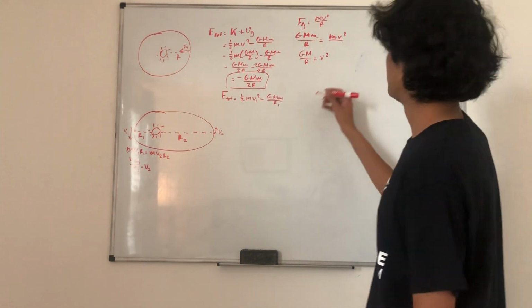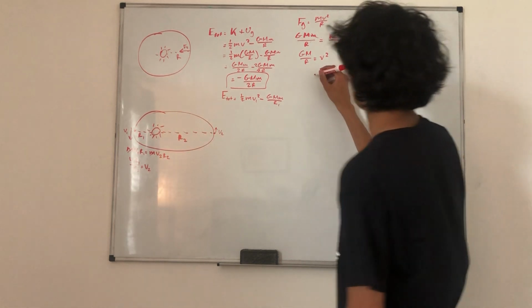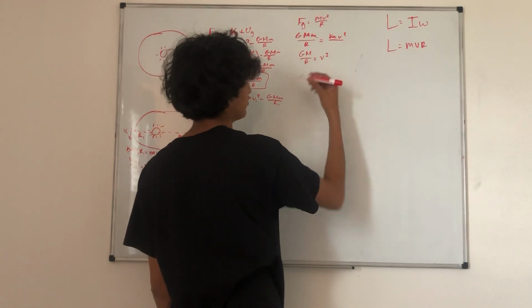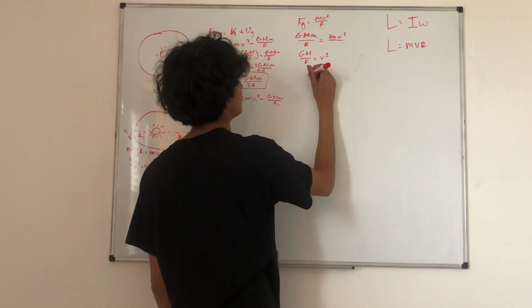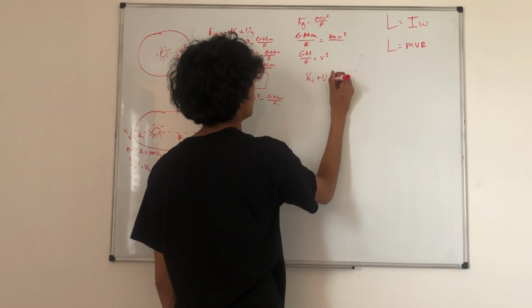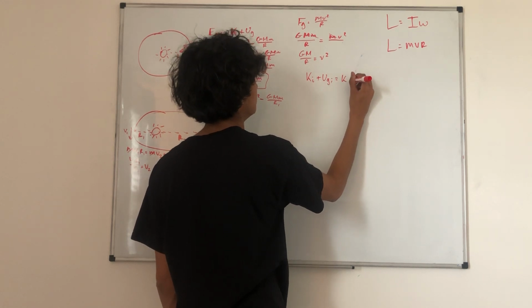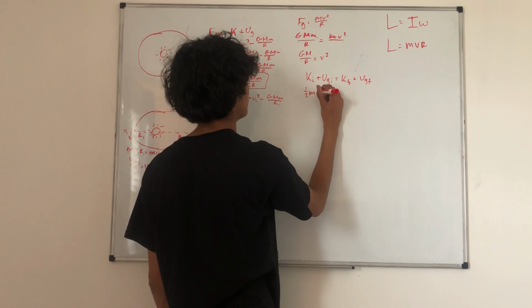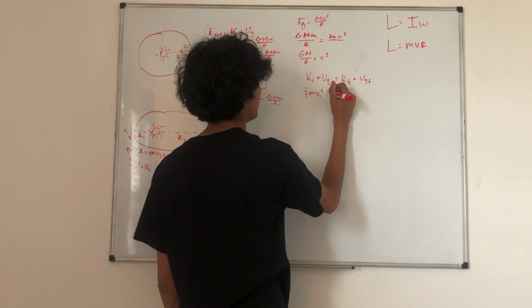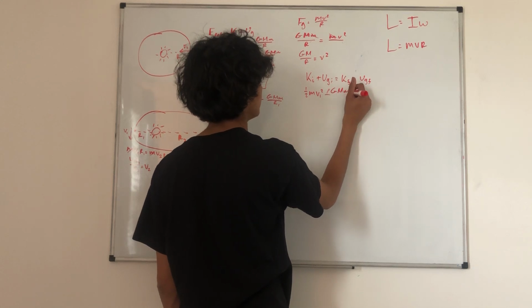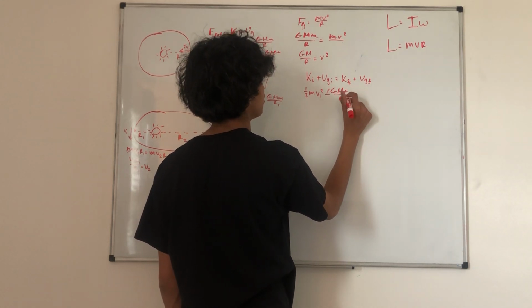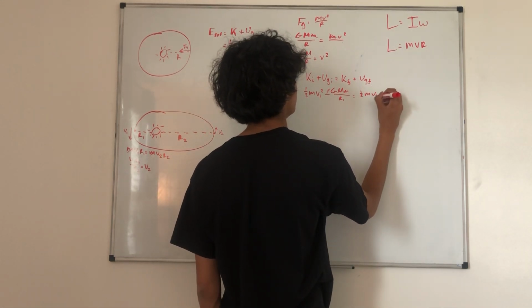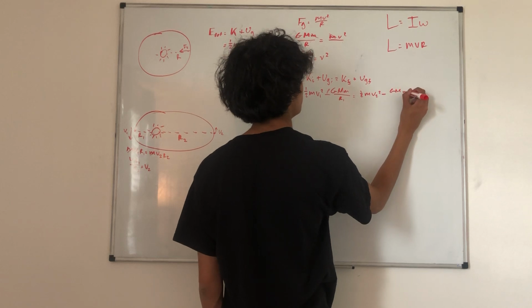So let's do this. The energy here is going to equal the energy here. I'm just doing K plus U: K initial plus Ug initial equals K final plus Ug final. I'll just write that so it's clear as day. So 1/2 m v1 squared minus, because we have negative Ug, G M m over r1, equals 1/2 m v2 squared minus G m1 m2 over r2.